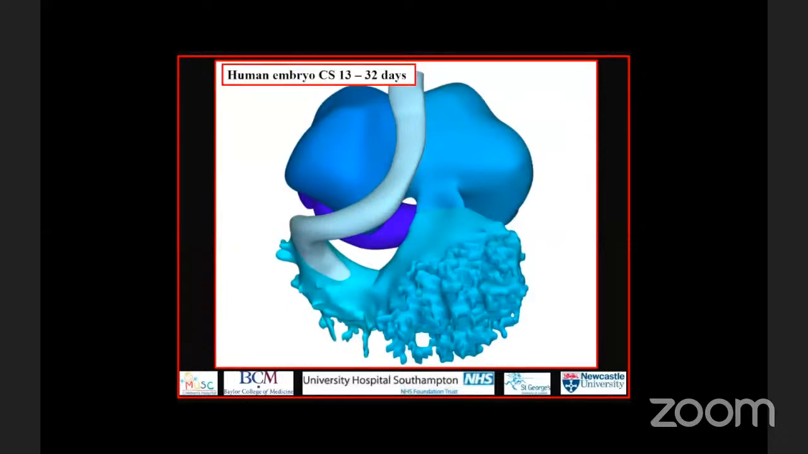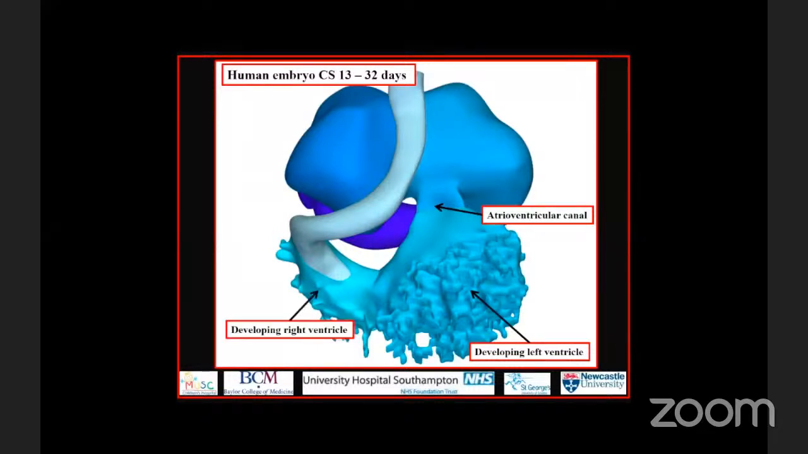Now, I hope you will remember that I showed you this in our previous session. It's a representation of the cavities of the developing heart at what we call Carnegie stage 13. It's about halfway through the 5th week of development. You're looking at the developing heart from the front, and there is the atrioventricular canal. And at this early stage, the atrioventricular canal is looking exclusively into the developing left ventricle.